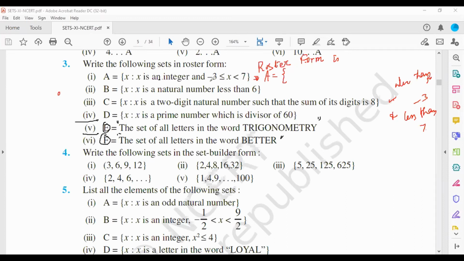Start from -3, included, since greater than or equal to, equality is there. So we continue starting with -3, then go ahead: -2, -1, 0. It is countable, though it may be a little longer list. You write all the elements. Okay, less than 7, so you stop at 6 only. 7 is not included. Fine. So we have stopped at 6.